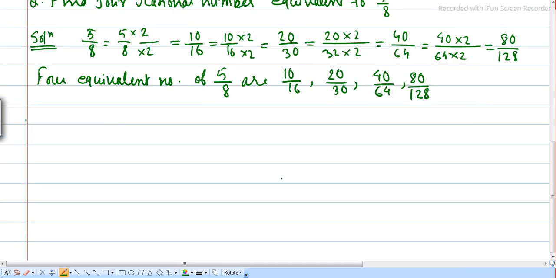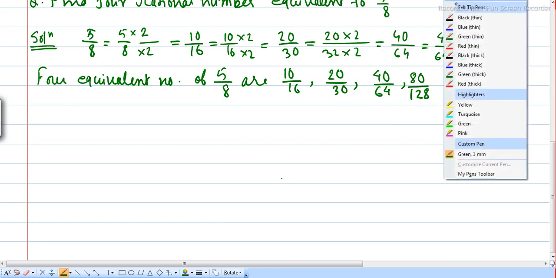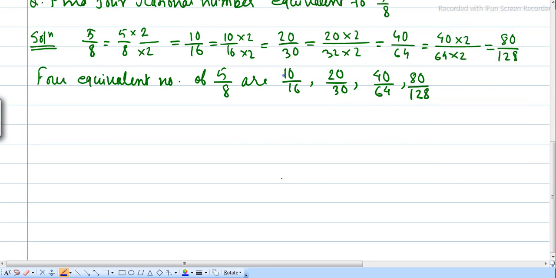Okay, now let's see property number 2. So what is the second property? It is known as reducing to a simpler form. This property is known as reducing a rational number to a simpler form.